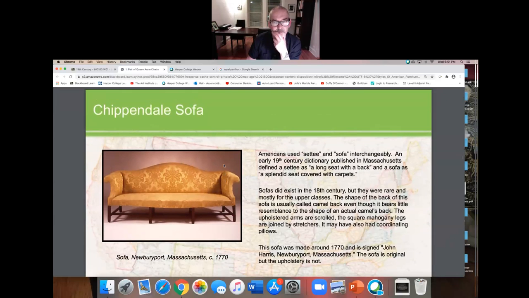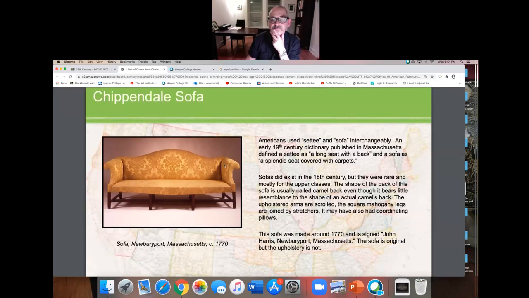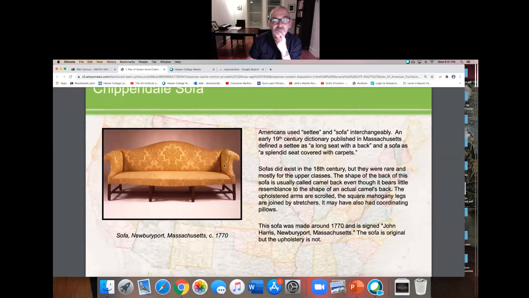Chippendale sofa. As it says here, sofas did exist in the 18th century. They were rare and mostly for the upper classes.